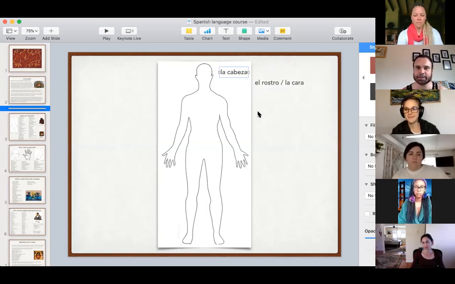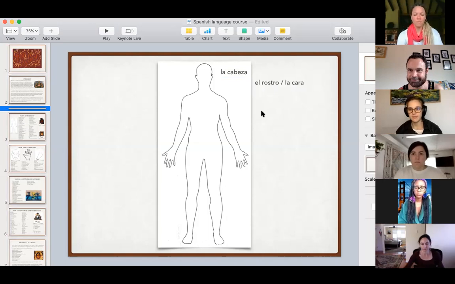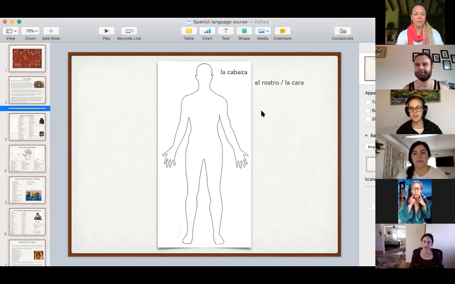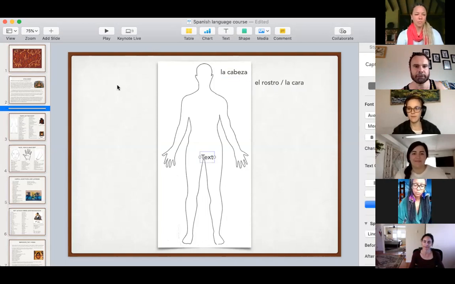Okay? So just for now, let's unmute our microphones, everyone. We're going to do a little bit of pronunciation together. I'm going to say the word, and then I'd like you to repeat it with me. So, la cabeza. El rostro. La cara. Beautiful. Great.